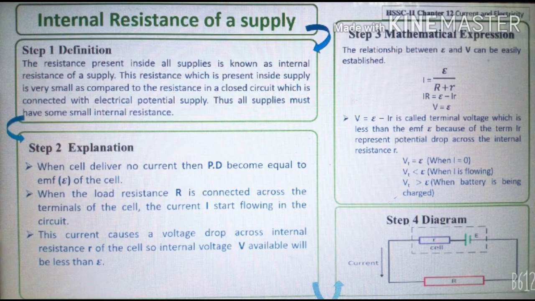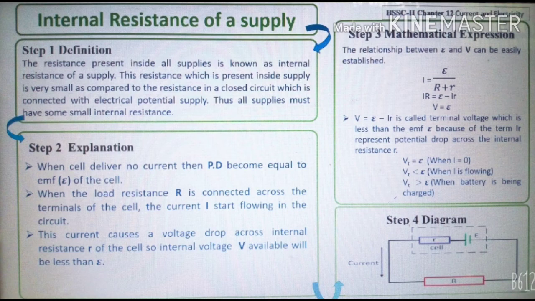So this equation becomes IR plus Ir is equal to E. The small Ir is positive, and when it moves to the EMF side, it becomes negative. So IR is equal to E minus Ir. If the small resistance is negligible, then small Ir becomes 0, and IR is equal to V, which is equal to E. Now V is equal to E minus Ir, called the terminal voltage, which is less than the EMF E, because the term Ir represents the potential drop across the internal resistance r.